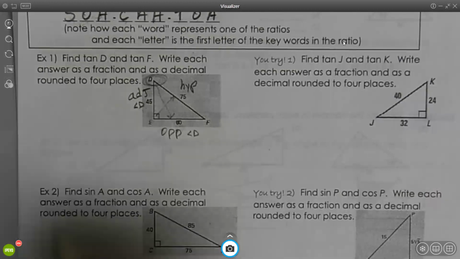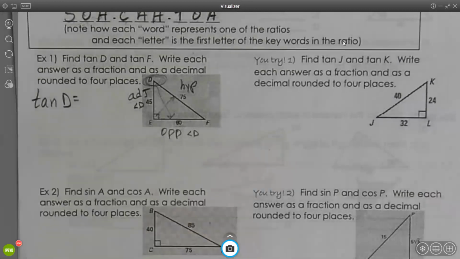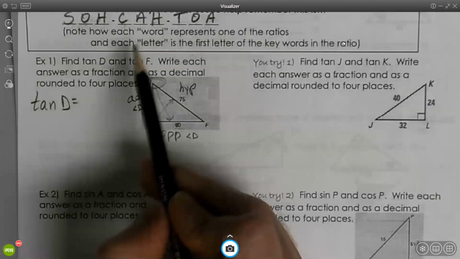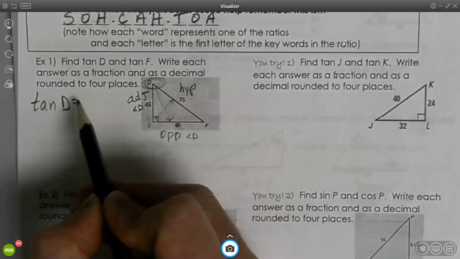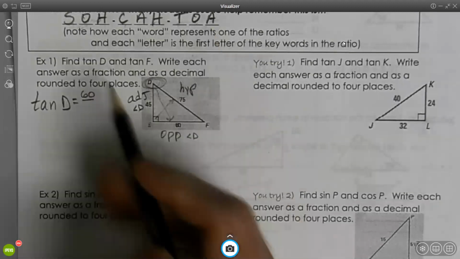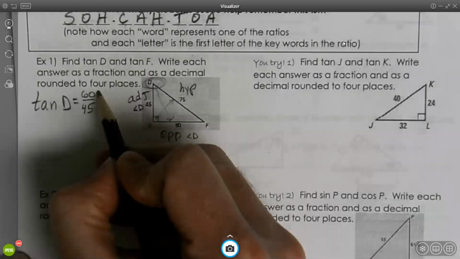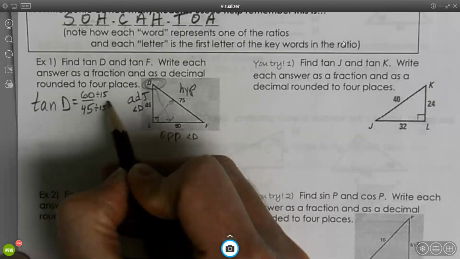So we're going to look at the tangent of D. We know using SOHCAHTOA that tangent is opposite over adjacent. So the opposite side is the 60, and the adjacent side is the 45. So it is 60 over 45. Well, we can reduce those. If we divide each one of those by 15, we get 4/3.